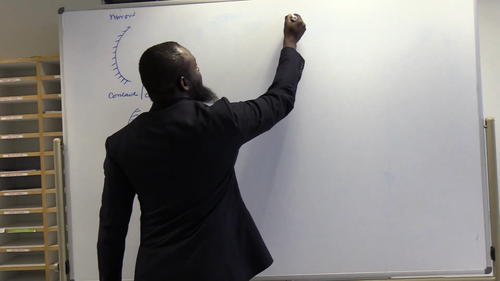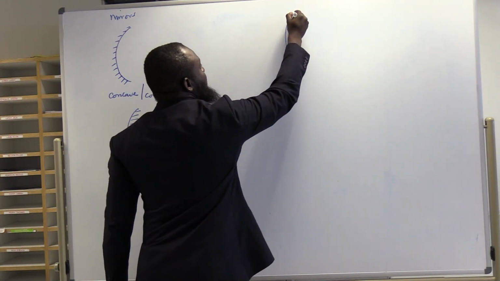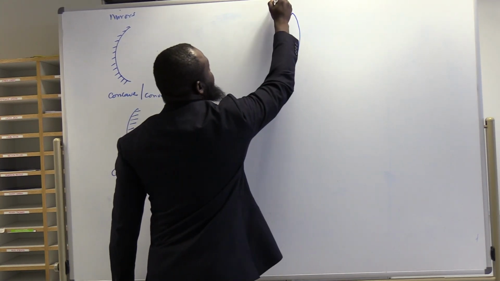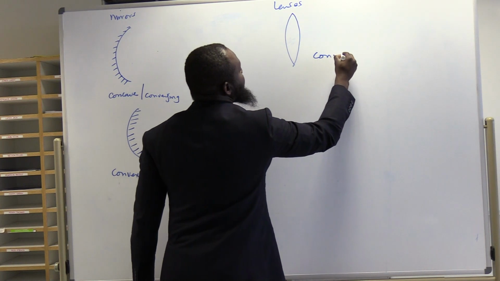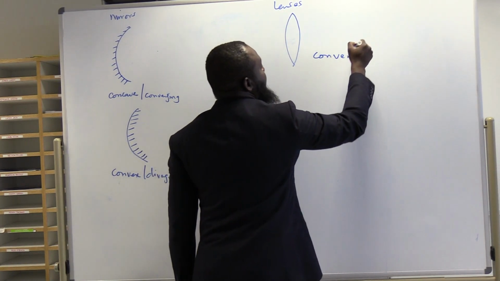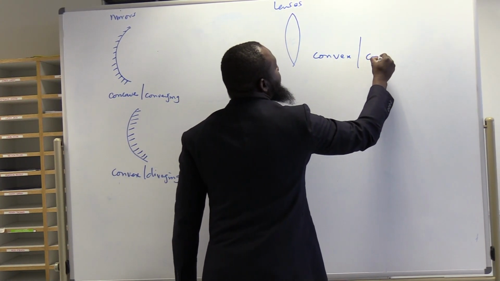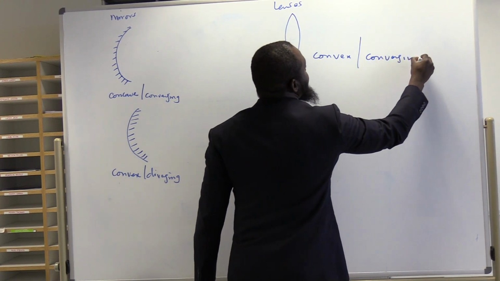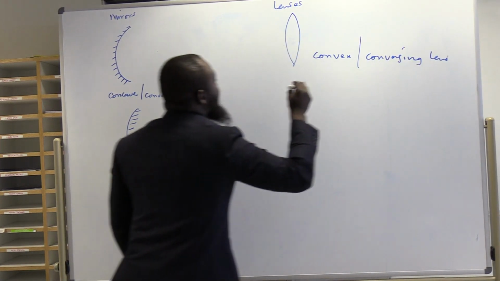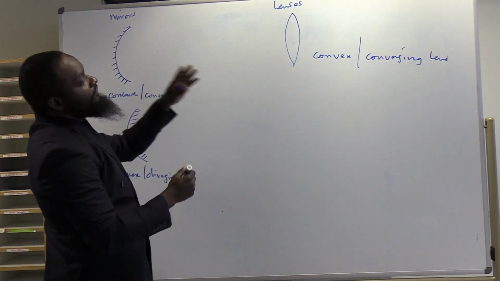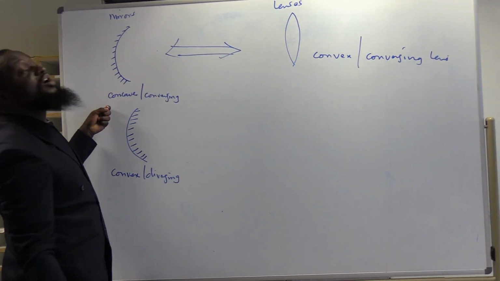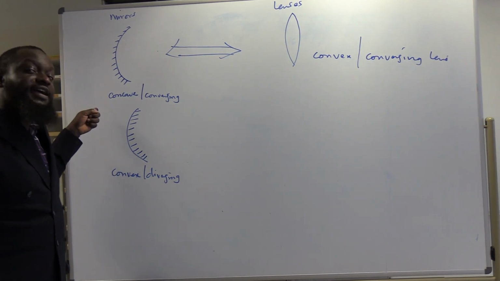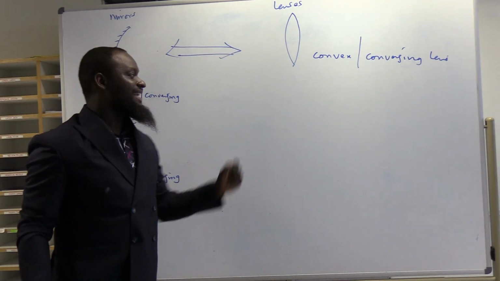So we have a lens that looks like this. This lens is called a convex lens. But this convex lens is the same as a converging lens. So be careful. A convex lens, or converging lens, behaves exactly like a converging mirror, or concave mirror. A concave mirror behaves like a convex lens.